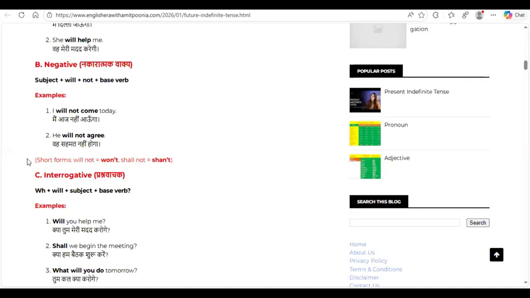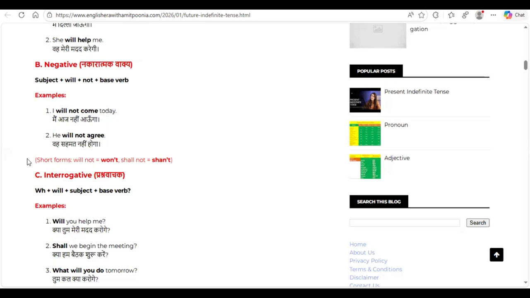Now we will go through the negative sentences. The sentence structure of a negative sentence will be subject plus will plus not, base form of the verb, and the remaining part of the sentence. For example, I will not come today. In this tense, I is our subject, and then we will put will, then not, and then आऊंगा is called come. So the base form of the verb is come, and then today.